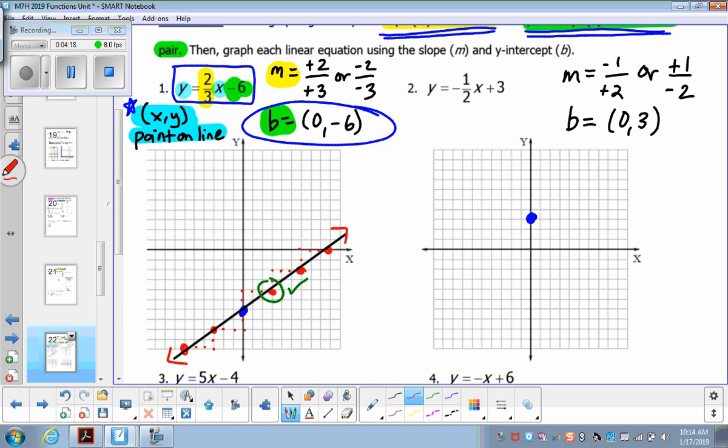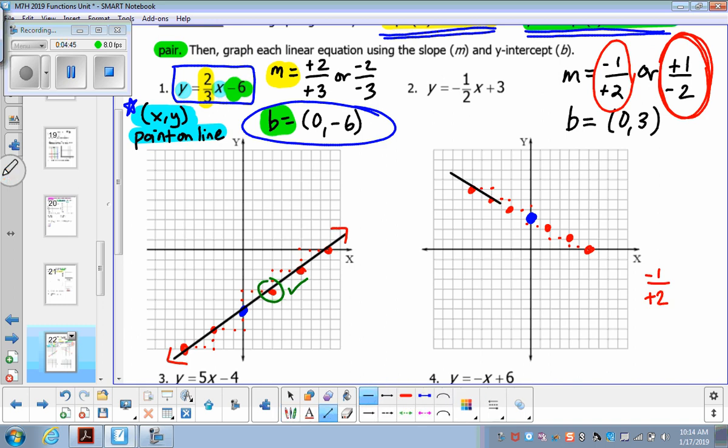Now we can use the coefficient to go up 1, but since you went up 1, you have to go back 2. Up 1, back 2. That's this one right here. Or we could go down 1 over 2. Down 1 over 2, down 1 over 2. That's the down 1 over 2, which is the first one we identified.